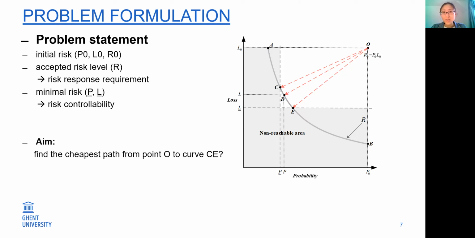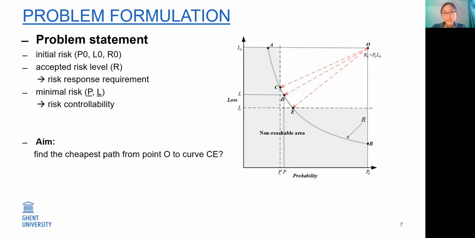And the path OA corresponds to risk prevention, since it reduces the risk probability. And the path OB corresponds to risk protection, as it reduces the risk loss. The paths OC, OD, OE are all combinations of risk prevention and risk protection.